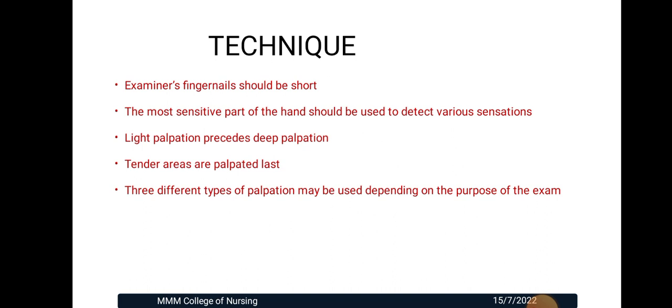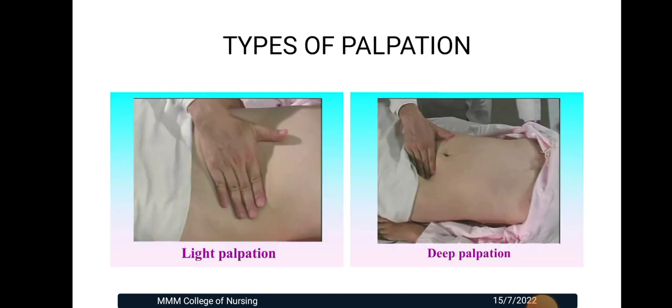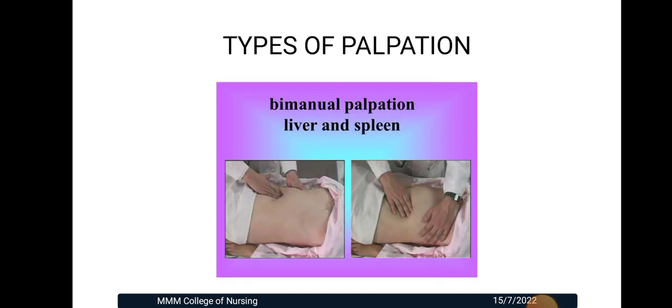Coming to techniques. The examiner's fingernails should be short. The most sensitive part of the hand should be used to detect the various sensations. Light palpation precedes deep palpation. Tender areas are palpated last. Three different types of palpation can be used depending on the purpose of the exam. Coming to the types of palpation: light palpation, deep palpation and bimanual palpation.